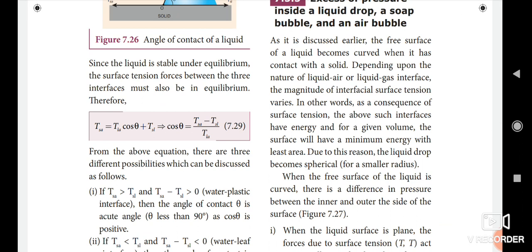TSA minus TSL upon TLA. This is taken as equation number 1. Next step, from the above equation, we now find the cos theta value, that is cos theta equal to TSA minus TSL upon TLA. Next, here 3 different possibilities are there.